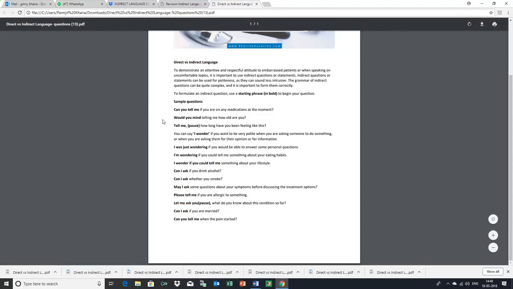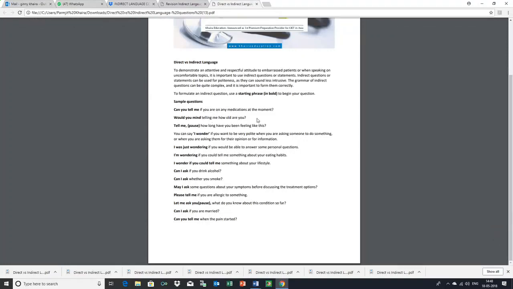I'll again demonstrate a second example for you. So the second question is, how old are you? Rather than asking it straight up, how old are you or what's your age? I would add a starting phrase in bold. Would you mind? Would you mind telling me how old you are? So relatively, compared to the first example, it becomes more polite.